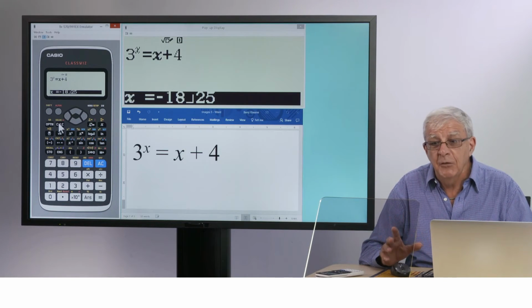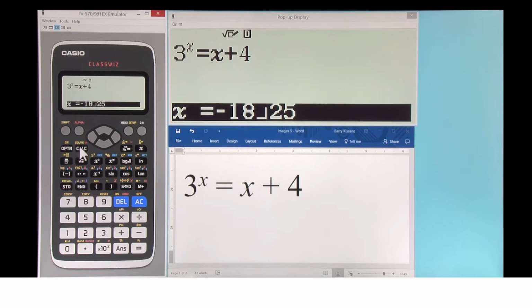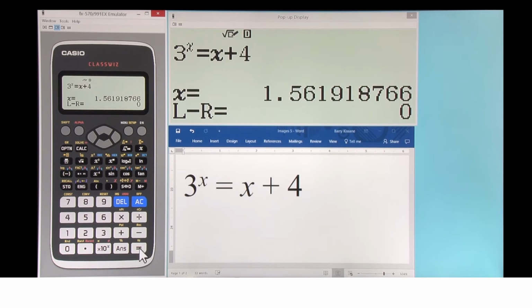Your guess doesn't have to be too close, but ClassWiz needs a start. So let's try 2 and press equals. The ClassWiz shows that it's understood. 2 is the first guess. And now if we tap equals again, we'll have a numerical solution.